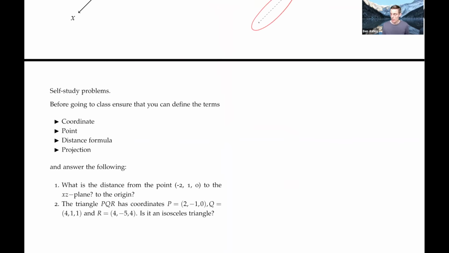Okay, that's essentially it for today. Make sure you're familiar with terms like coordinates, points, the distance formula, and projection, and you should be able to answer these questions here. So first of all, what is the distance between this point (-2, 1, 0) and the XZ plane? Just to make sure it's clear, the XZ plane is when you've got y equal to 0. So the XZ plane is saying, well, we've just got X and Z coordinates and there's no Y coordinate, Y is 0.